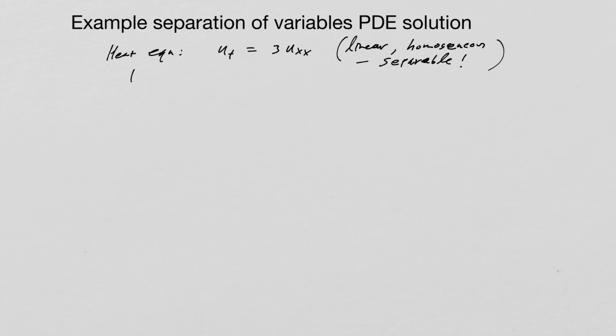So the example we're going to give you, of course, is the heat equation. And it's going to be u_t equal to 3 u_xx. Of course, it's going to be linear, homogeneous, and so it's going to be separable. That's what we need. And our boundary conditions are going to be no flux.